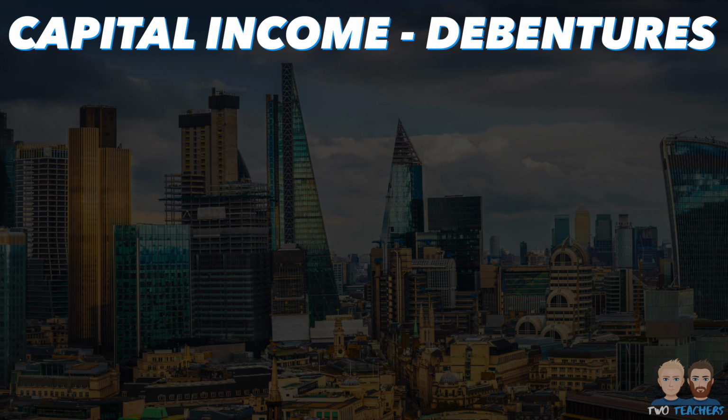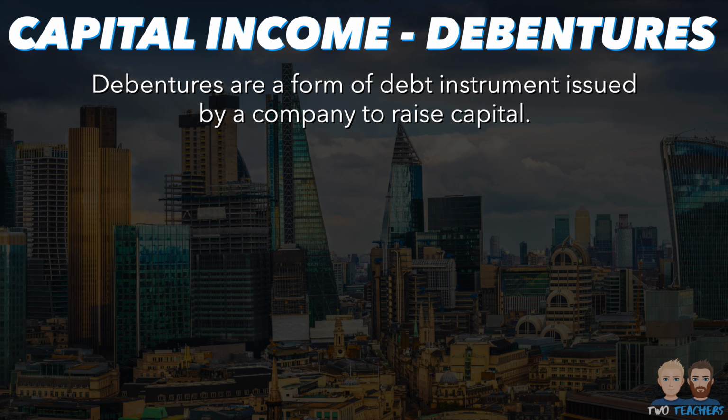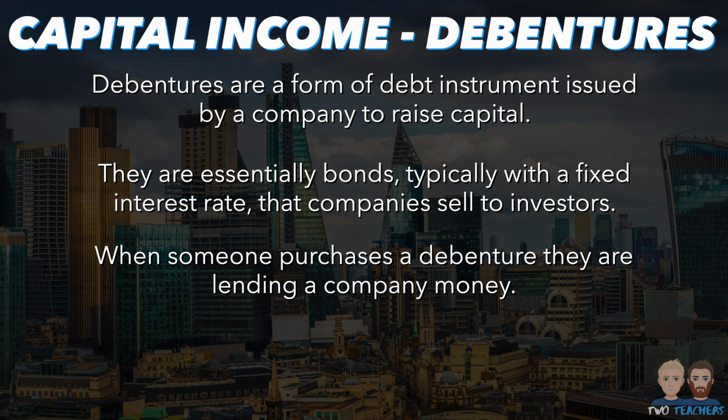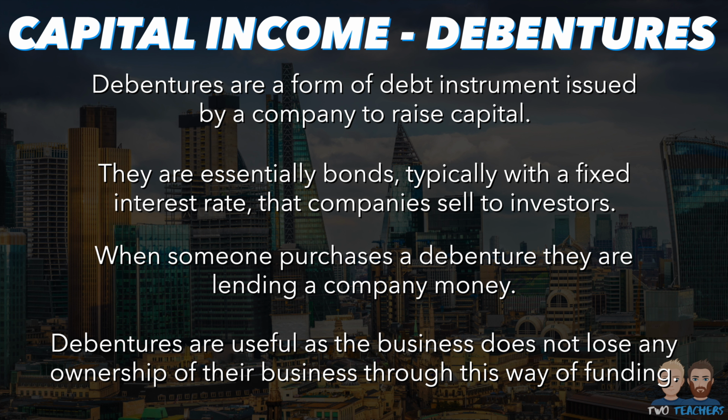Debentures. Debentures are a form of debt instrument issued by a company to raise capital. They are essentially bonds, typically with a fixed rate, that companies sell to investors. When you purchase a debenture, you're lending money to the company, and in return, the company agrees to pay you the principal amount along with interest at specific intervals. They are a way for businesses to access funding without giving up ownership or control.